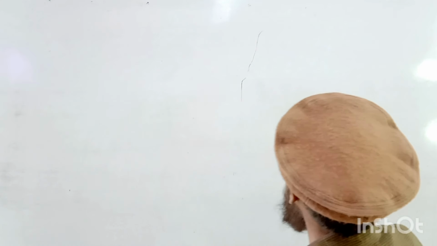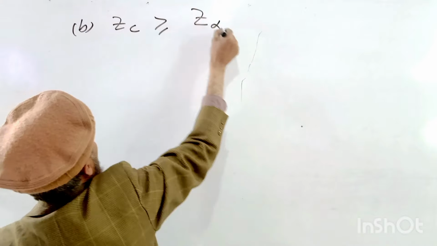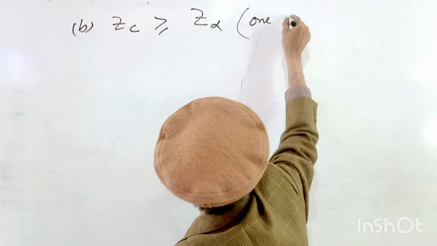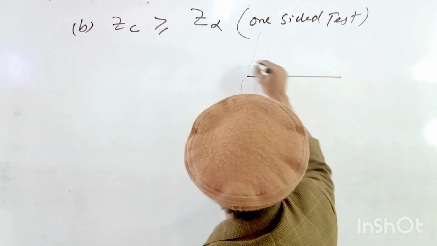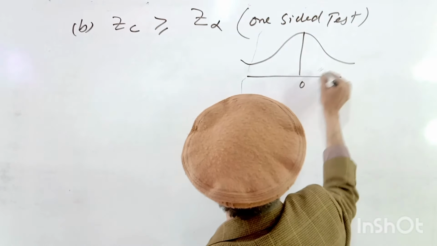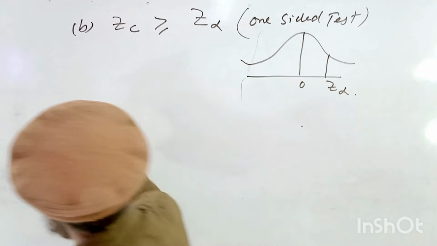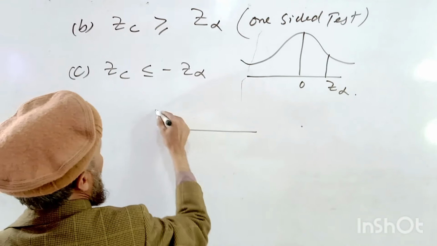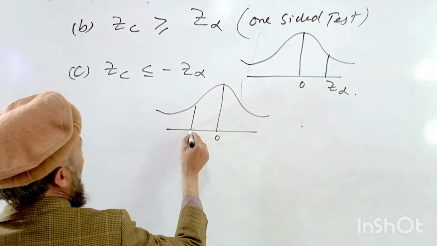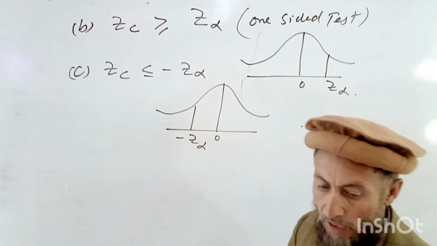For part B, Zc greater than Z alpha is a one-sided test, and if we draw the curve, it is for the positive Z alpha. For the third part, we have Zc less than or equal to minus Z alpha, and the curve is on the left side, at minus Z alpha. This is the critical region.